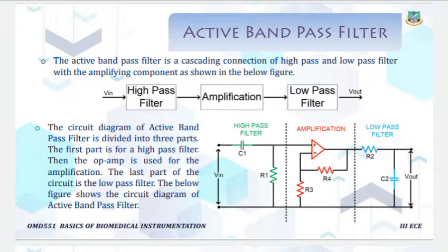This figure shows the active band pass filter. It is the cascaded connection of high pass and low pass filter with the amplifying component, as shown in the figure. This is the block diagram of the active band pass filter. It consists of a high pass filter, then the amplification, then the low pass filter. Here for the amplification purpose we are using an op-amp. So this is the high pass filter, then for the amplification we are using the op-amp, then this is the low pass filter. This is the active band pass filter, which consists of a high pass filter, then an op-amp, then the low pass filter.